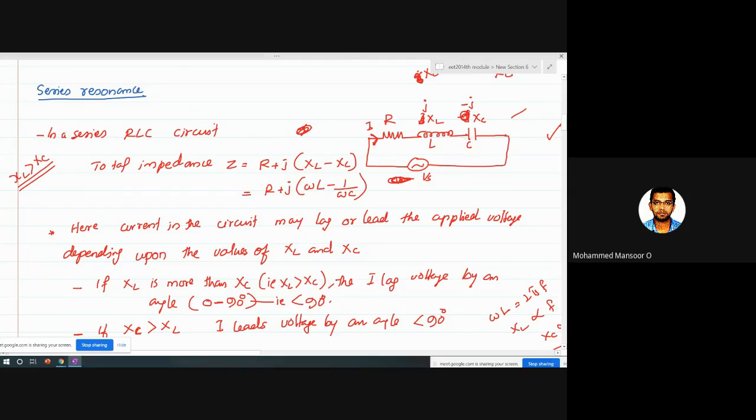Even though they cancel, what about the voltage across XL? We should not just ignore it. What will the XL drop be? What about the inductive drop? I into XL, that value will be more. Similarly, the I into XC drop is also more. So this type of circuit is magnifying the voltage drop across the capacitor or inductor.